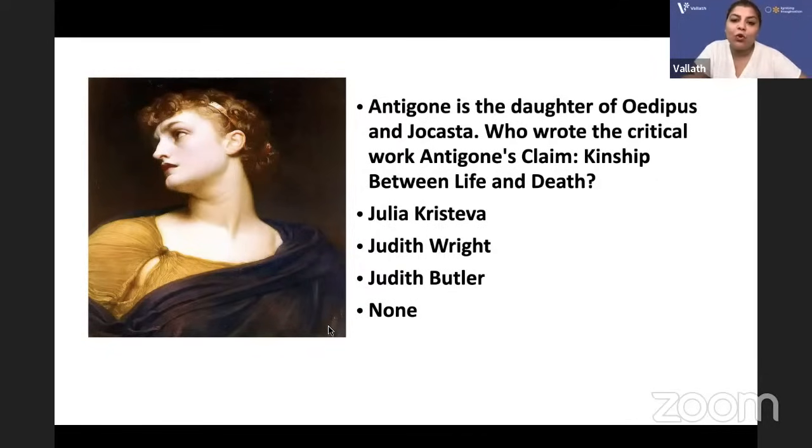Wow! Somebody wrote a critical work on Antigone. Antigone's Claim: Kinship Between Life and Death. Is it Julia Kristeva, Judith Wright, Judith Butler, or none of the above? Think about it, guys. This is a brilliant writer. You know many of her works. You know her concepts. Tell me. These days, everybody is talking about precarity in cultural studies. This lady talked about precarity. She talked about livability. Before that, she talked about performativity. It is Judith Butler who wrote Antigone's Claim: Kinship Between Life and Death.